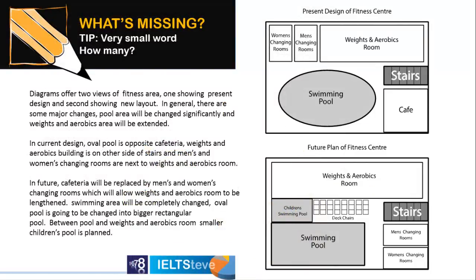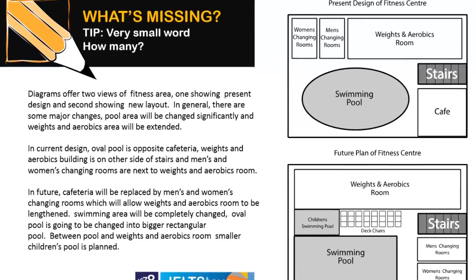Now, let's move on to a diagram and think now of this example here of what is missing. The tip there is very helpful. It's just a very small word. You will probably notice it immediately, but how many are missing? You will be surprised how many.